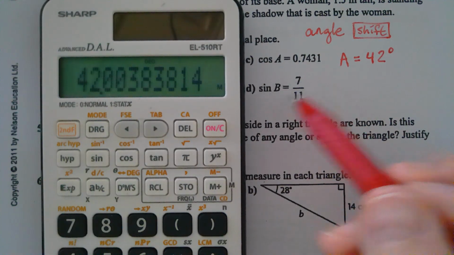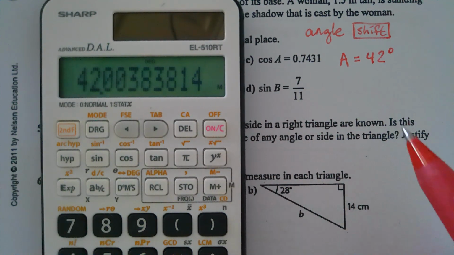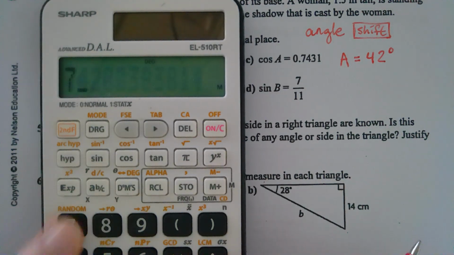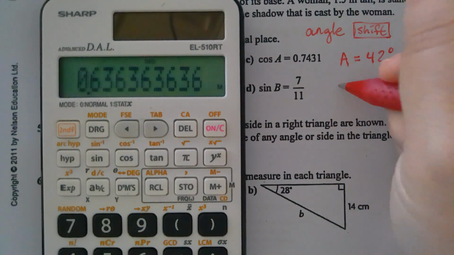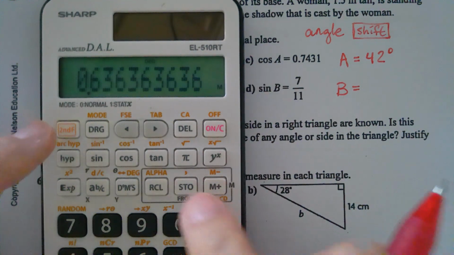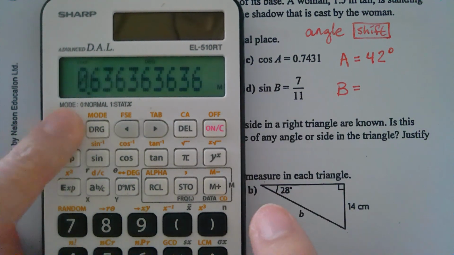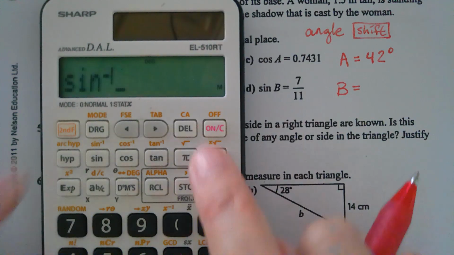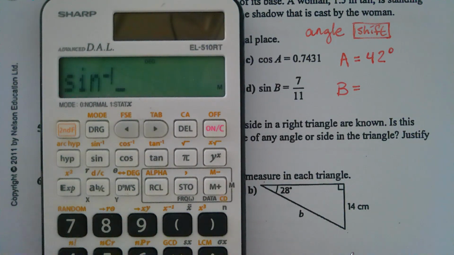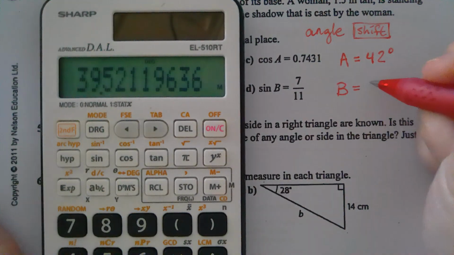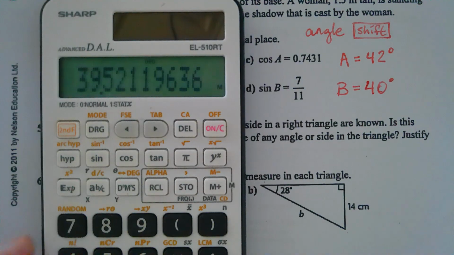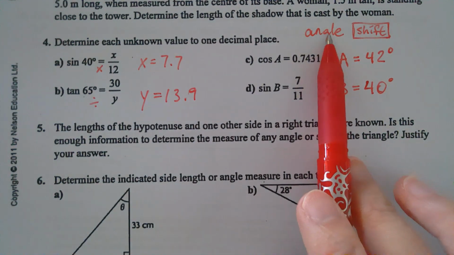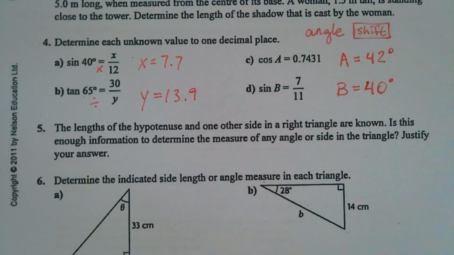All right. What about this right here? What do I do with that 7/11 first? Divide it. So 7 divided by 11. I get this decimal. What do I do with this decimal? Inverse cosine, right? Oh, sine, right? So second sine. So I get this, and then the 0 point something. When I round it, 40 degrees. Good. Whenever you're looking for an angle, you have to use that shift or second button.